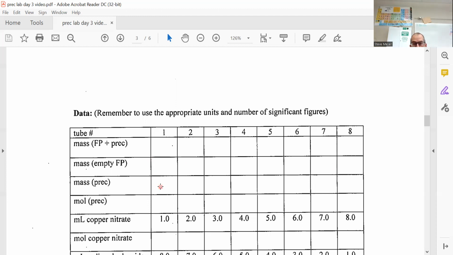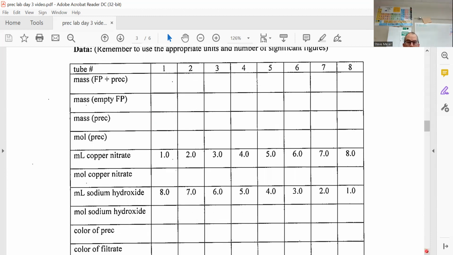And you know what the precipitate is, copper hydroxide. You can convert to moles of precipitate right there. Okay, these calculations I think should be pretty straightforward. If you know liters and you know the molarity, which is 0.5, liters times molarity gives you the number of moles here, same thing here and here and here. Again, you're going to do the same thing with sodium hydroxide, which is also a 0.5 molarity solution.